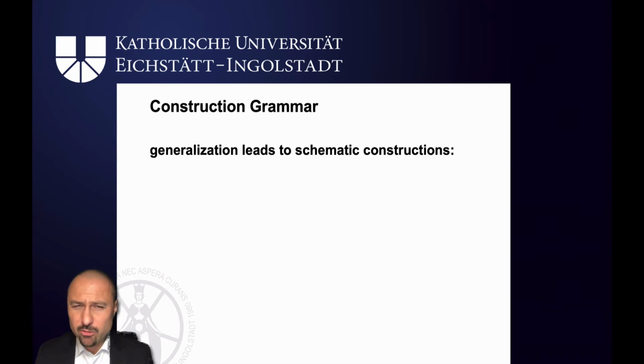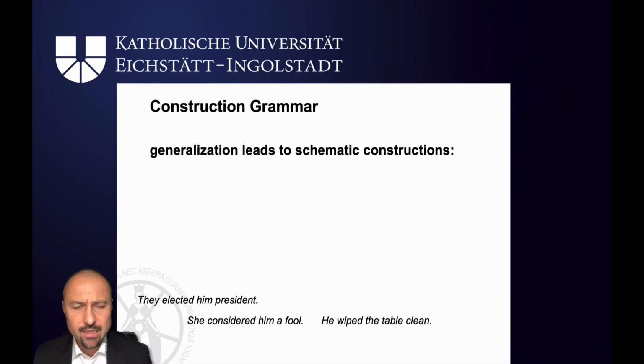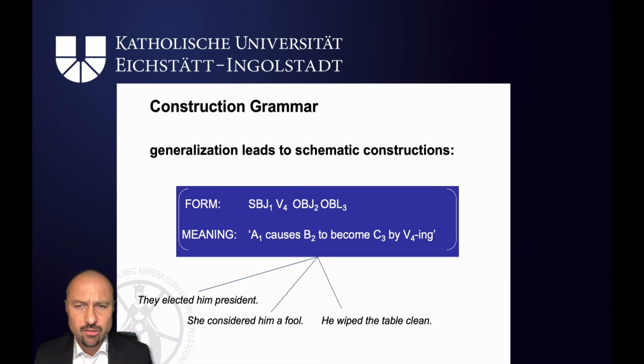Now, construction grammar crucially differs from this approach. Construction grammarians argue that generalization leads to schematic constructions, form and meaning pairings. So you see they elected him president, she considered him a fool, he wiped the table clean, and you detect the patterns there, which leads to a construction, a form-meaning pairing. So a subject, verb, object, oblique form is linked to the meaning A causes B to become C by Ving.